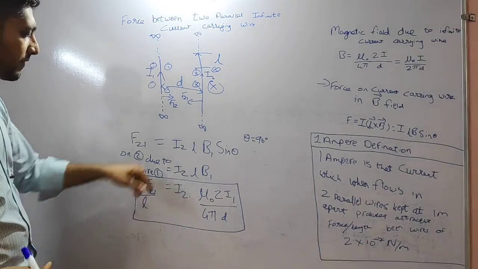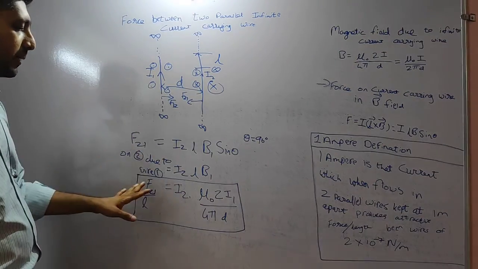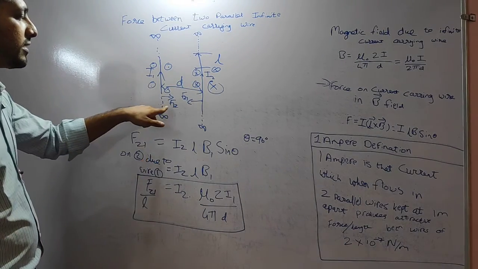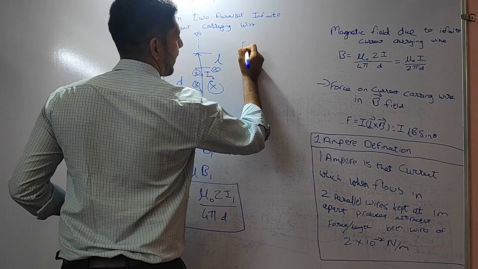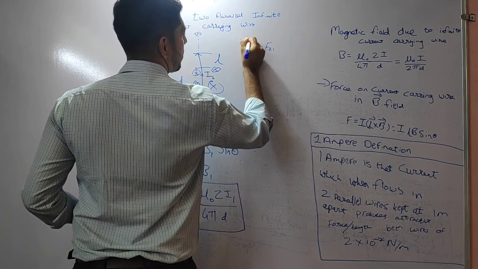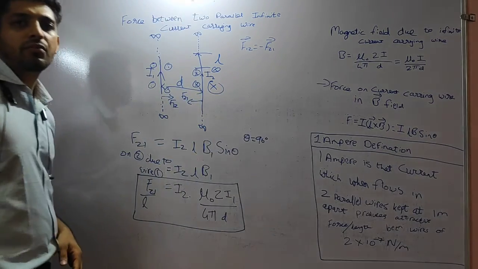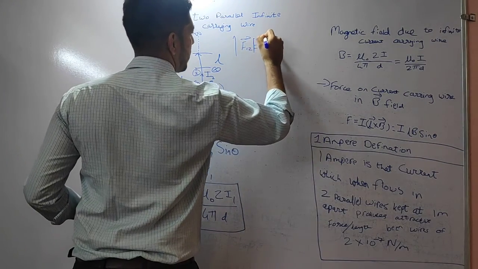If you try to simplify it, you will get the same answer. Only the direction of F12 is opposite, so you can write F12 is equal to minus F21 if it is in vector form. If you put the modulus, then it will become the same.